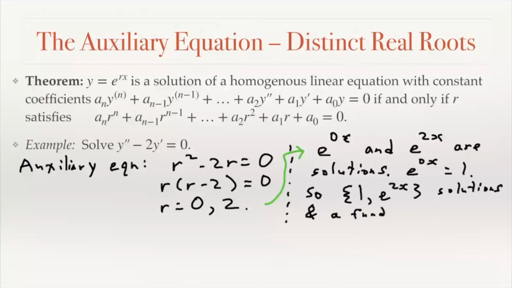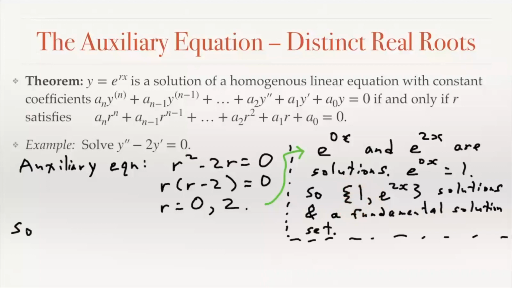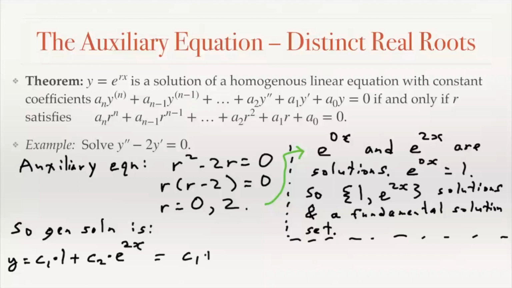And they are linearly independent. E to the 2x is not a scalar multiple of the constant function 1. Remember, that's not a number, that's the function y equals 1. So the general solution is y equals c1 times 1 plus c2 times e to the 2x, which is c1 plus c2 e to the 2x. The point of that example is that if r is 0, that can certainly happen, and it's not really a special case. It just becomes 1, and you wind up with something like that.